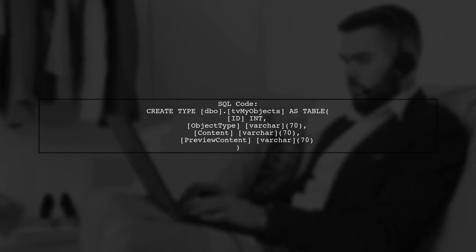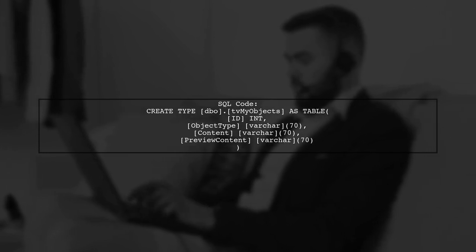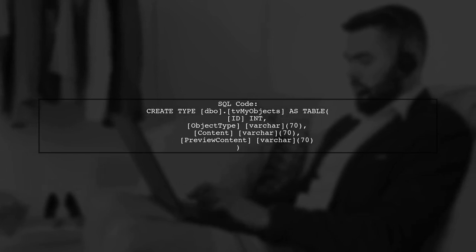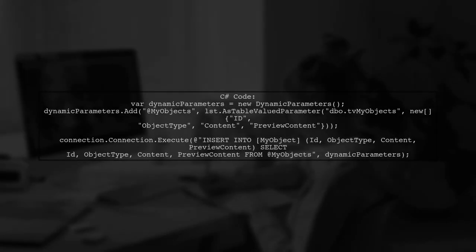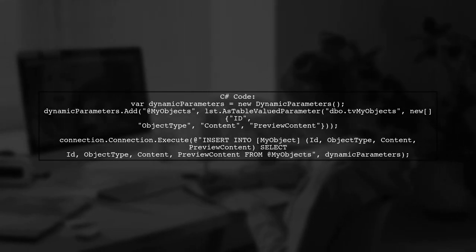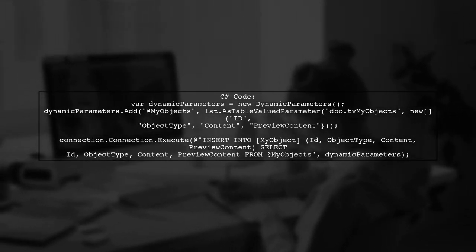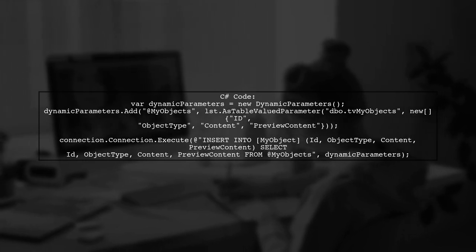Here's the SQL code to create the table type. It defines the structure with ID, object type, content, and preview content fields. In C#, create dynamic parameters and add your list as a table-valued parameter. Then execute the insert statement to add the data to your database.